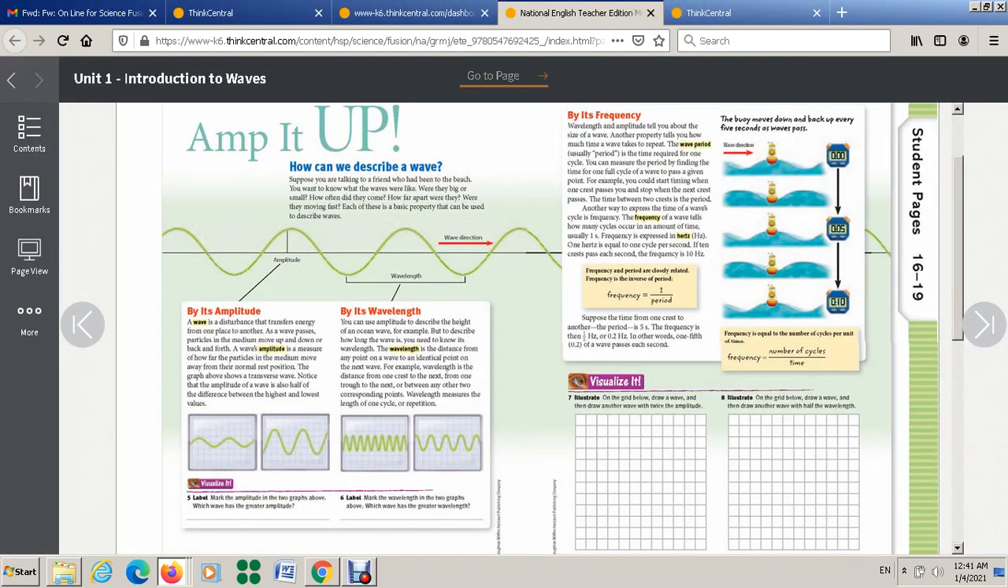So until now we studied two properties that we can use to describe a wave, which are the amplitude and the wavelength. Let's look at questions 5 and 6 on page 18. The first one says: mark the amplitude in the two graphs above, and which wave has the greater amplitude.